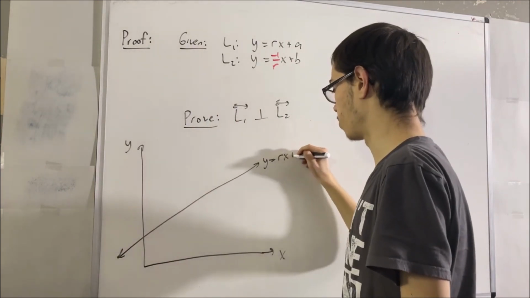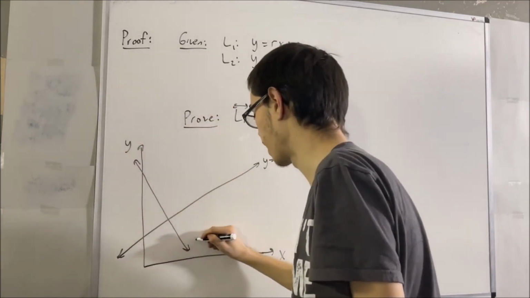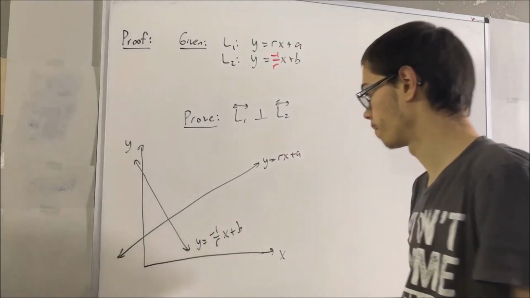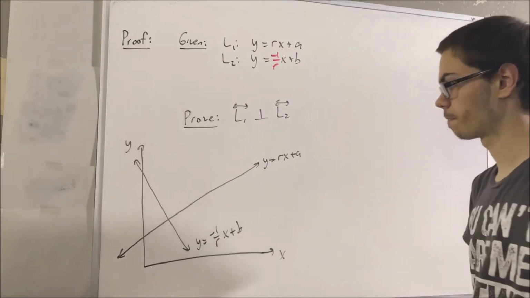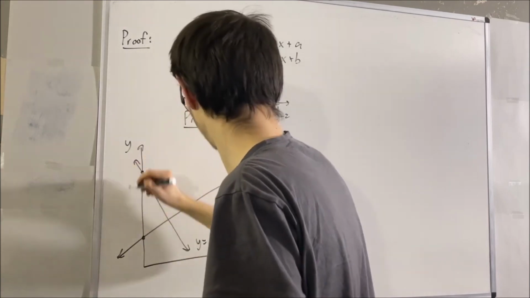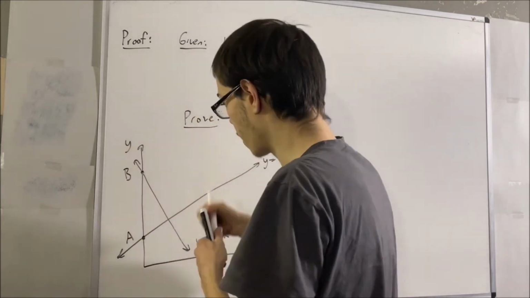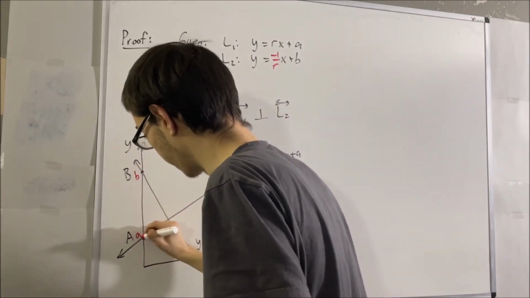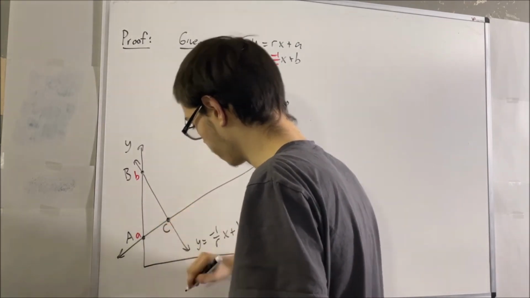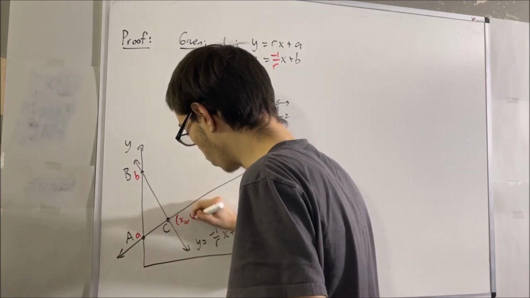So this is y equals rx plus a. And our second line looks something like this, right? This is our second line, y equals -1 over r, x plus b. We want to prove that these two lines are perpendicular. Right, well, from this information, we know that their y-intercepts are located here and here. I'll call this point B and I'll call this point A, where the y values of those two points are lowercase b and lowercase a. There's a point of intersection right here. I'll call that point C. And we'll say that the coordinates of this point is x0, y0.